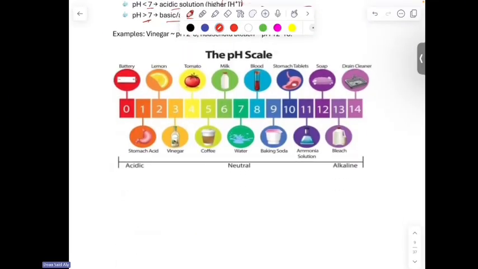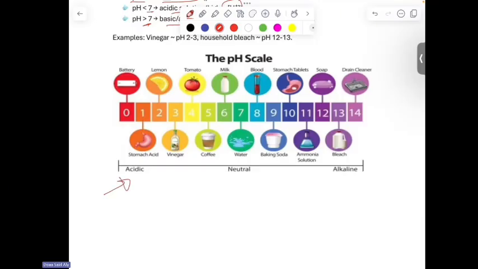In the exam, they will bring you a diagram like this, and they will ask you about the pH of the different substances, and also they may ask you which substance has higher pH or lower pH, and they may ask you which substance has more hydrogen ions.